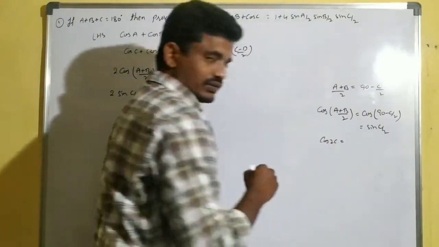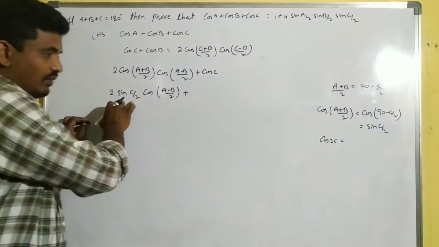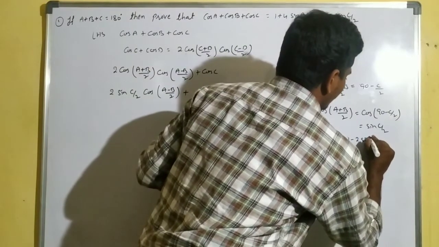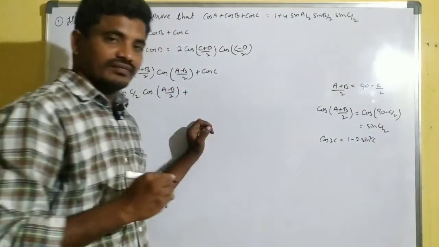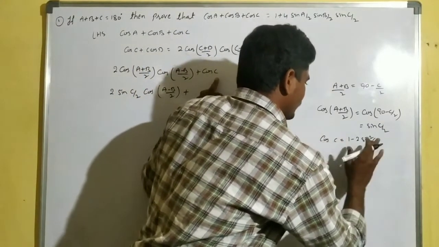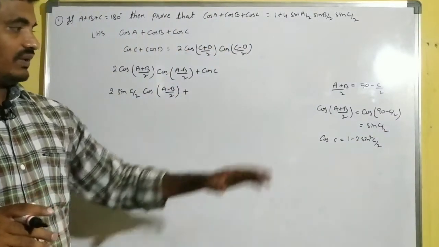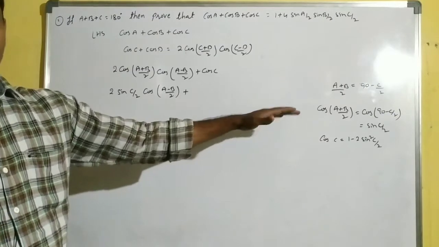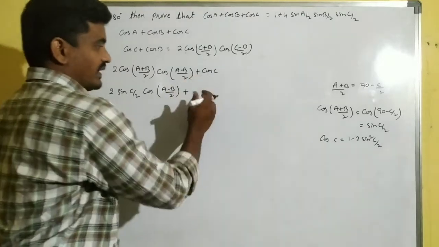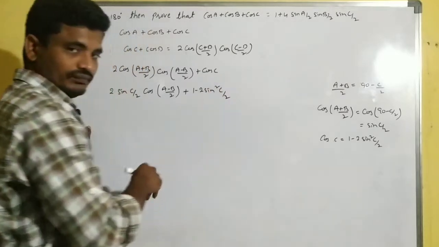cos 2c, in terms of sine, we have to write as 1 minus 2 sin square c. But here only c is there, so we can write it in the submultiples: by 2 we can write 1 minus 2 sin square c by 2. These formulas I will explain in the next coming videos. Okay, let's see. Cos c equals 1 minus 2 sin square c by 2.